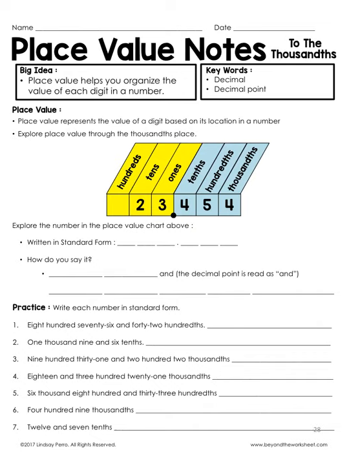Now that we're looking at the thousandths, that TH is important, and we have to worry about our decimal point, right? We have to think about that decimal point. Place value, again, represents the value of a digit based on its location in a number, so where it is.